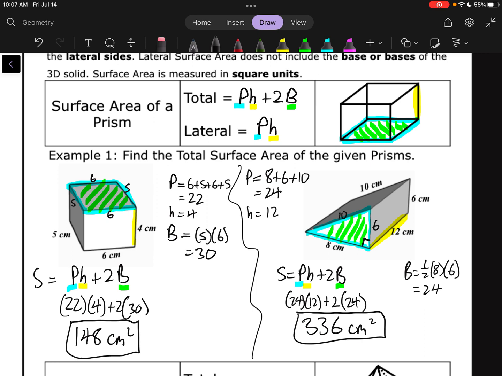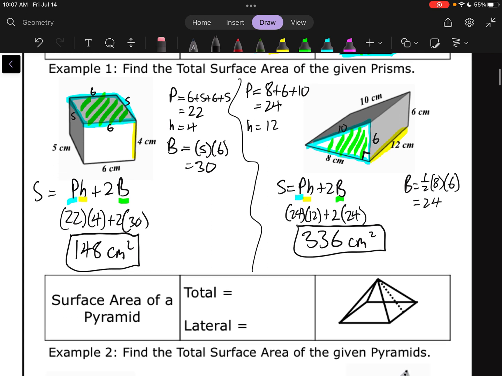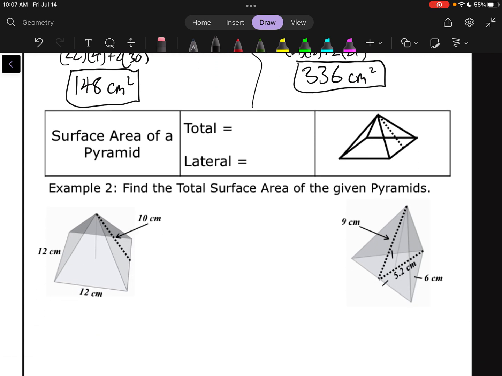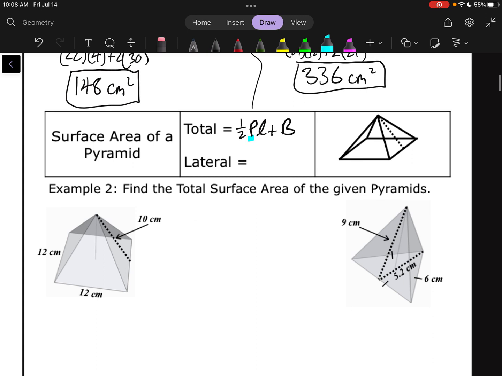Depending on what shape the base is, you have to do a different area formula to find it. Moving on to a pyramid. The total surface area of a pyramid is 1/2 PL plus B. We've seen capital P before. That is the perimeter of the base. Your L is the slant height.